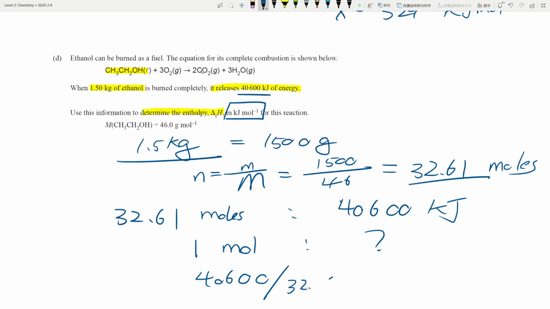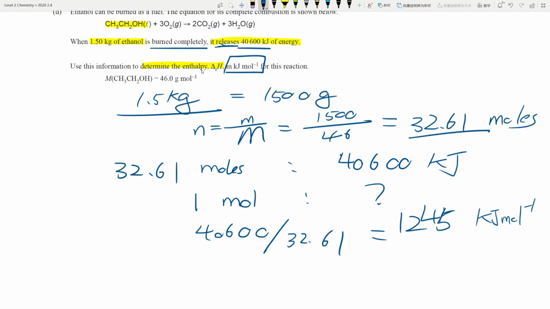40,600 divided by 32.61. You should get, let me just do this really quickly, divided by 46, and then divide 40600 divided by answer, and that will be 1245. Oops. 1245 kilojoules per mole. Okay, but remember, this is an exothermic reaction, so it releases 40,600 kilojoules. So the enthalpy will be negative 1250 kilojoules per mole.